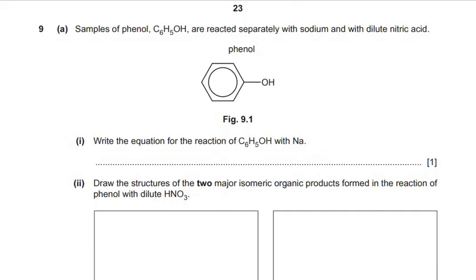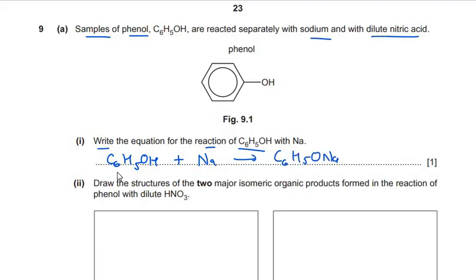Starting with question 9, it says samples of phenol are reacted separately with sodium and dilute nitric acid. Here is phenol given. Write the equation for the reaction of C6H5OH, that is phenol, with sodium. Now phenol is a little acidic, so it reacts with sodium to form a sodium salt. So we can write C6H5ONa, and hydrogen is removed as hydrogen gas.